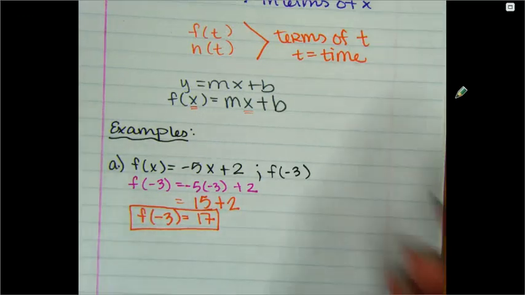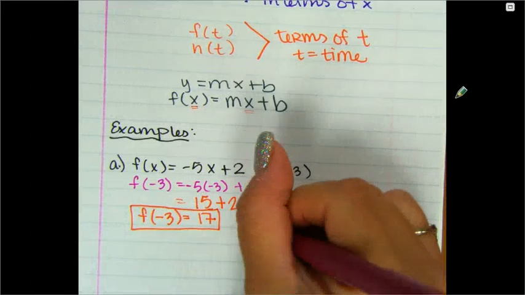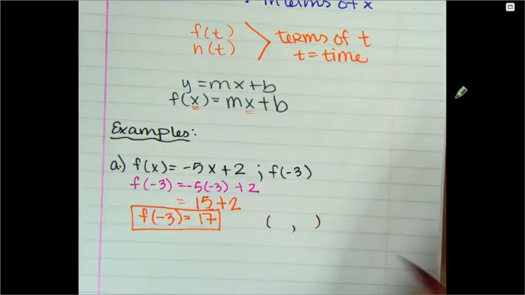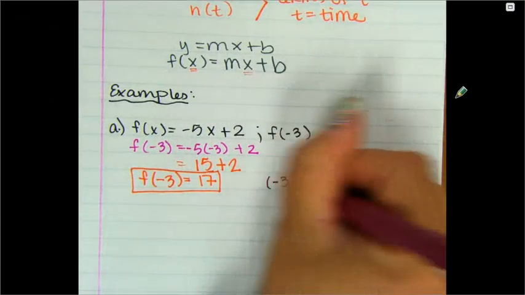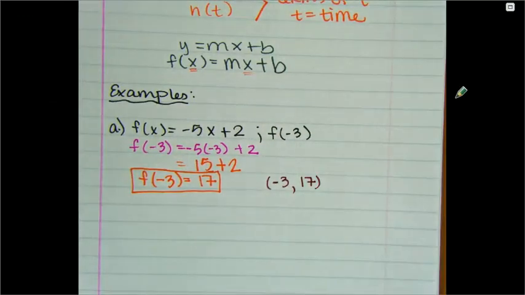If I want to write it as an ordered pair, we're going to write it as an ordered pair. What is your x value being represented? Negative 3. And what's your y value? 17. You just drop that.